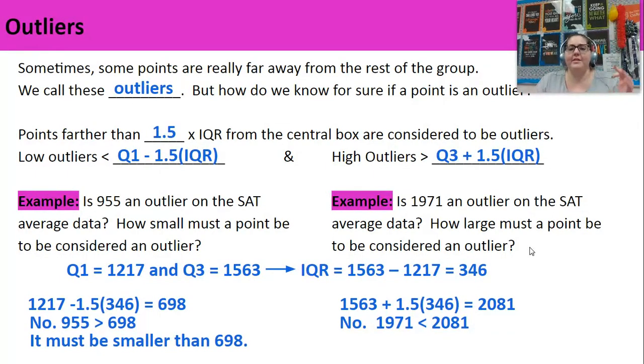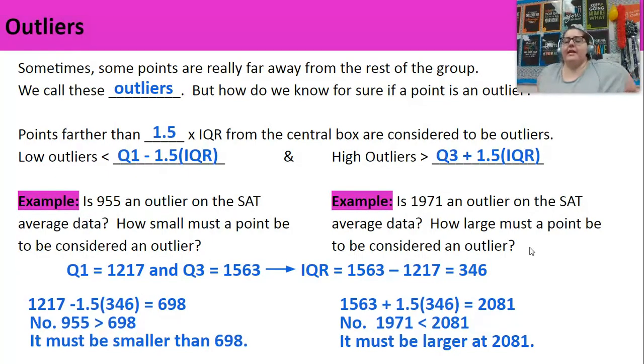We're saying this is as far as the data should go. Anything above that is an outlier. So 1971, which is our highest score, is not above that. So 1971 is not an outlier, right? It would have to be larger than 2081 to be considered an outlier. So if there was a school whose average SAT score was 2100, then we could say that one is an outlier because it would be above that threshold, that boundary of 2081.